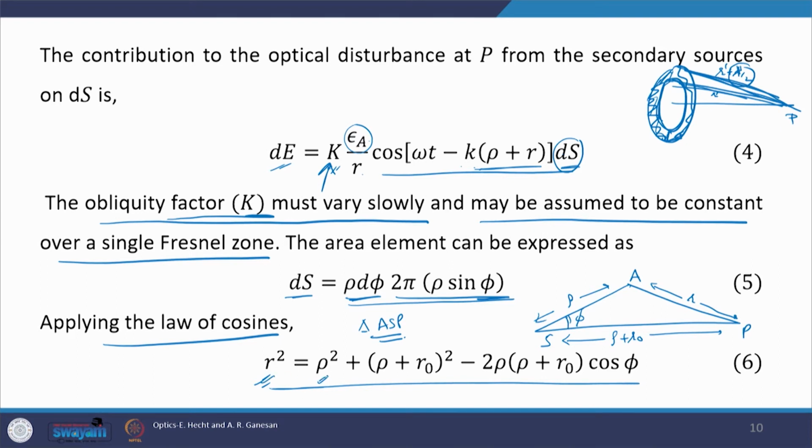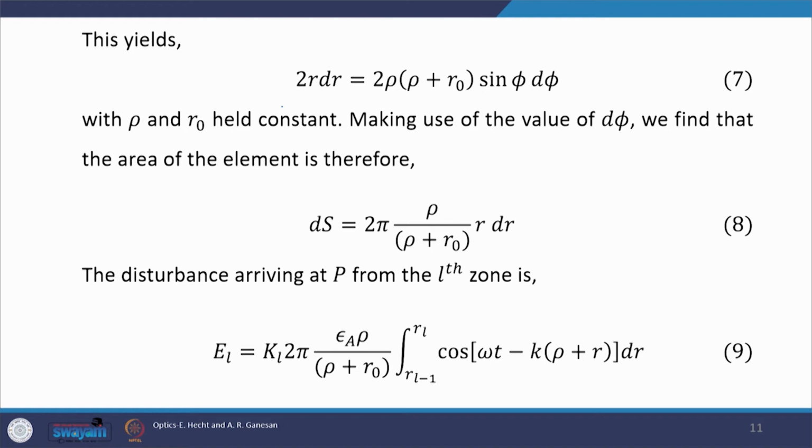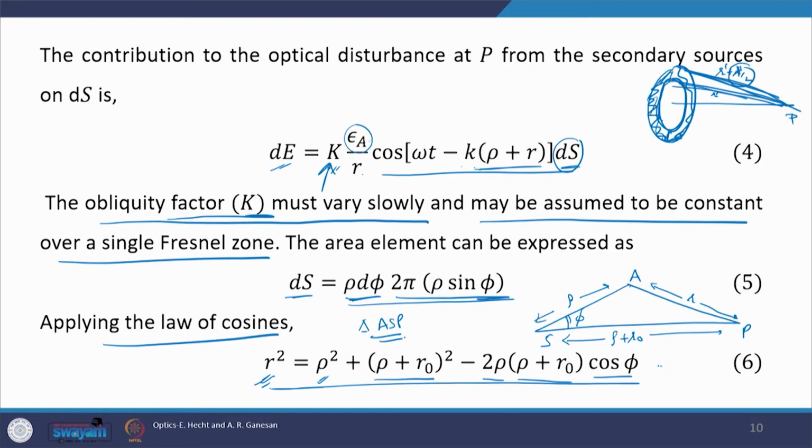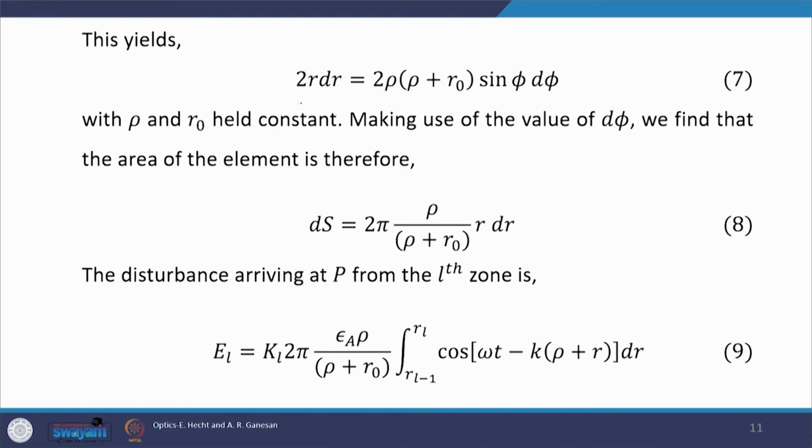Therefore, r square would be rho square plus (rho plus r naught) whole square minus 2 rho (rho plus r naught) cos phi. Now, if you differentiate this equation number 6, then you get 2 r dr is equal to 2 rho (rho plus r naught) sin phi d phi, where r naught and rho are held constant because they are fixed numbers.